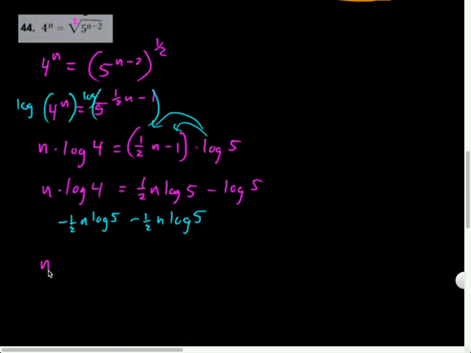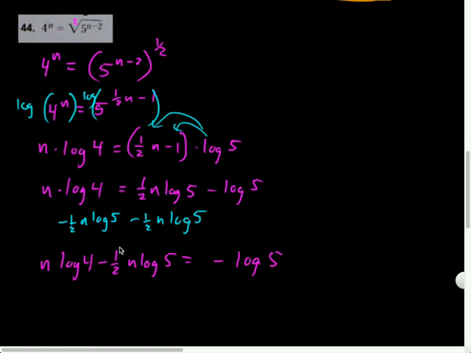So n log 4 minus 1/2 n log 5 equals, and that's a negative log 5. We had someone not get a question right the other day because they lost their sign on it. So make sure you're careful with that as well.